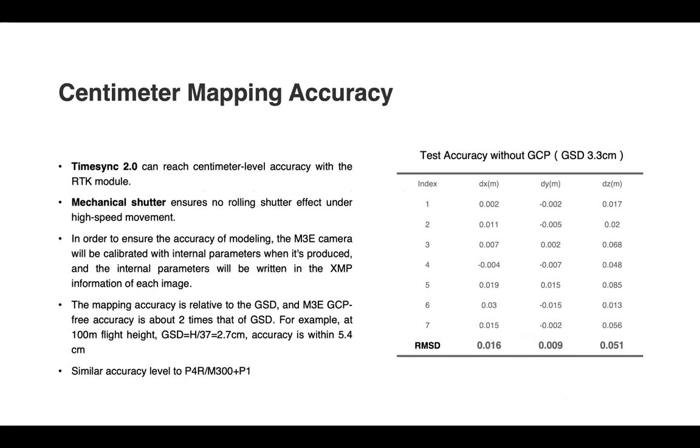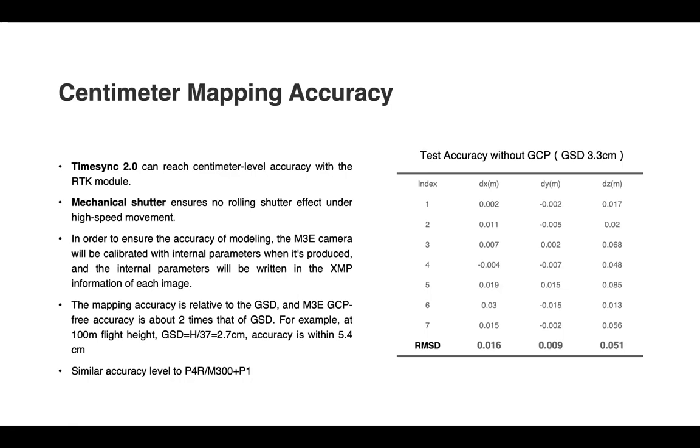Mechanical shutter, obviously, helps with no rolling shutter effect when the camera is moving alongside the drone. And on the M3E camera side, that's going to be calibrated with internal parameters when it's produced, and those internal parameters will be written in the XMP information of each image. If you haven't gotten into the metadata on the photo side, you can always right-click, open an image, and text edit to find that XMP information, or use something like EXIF tool.